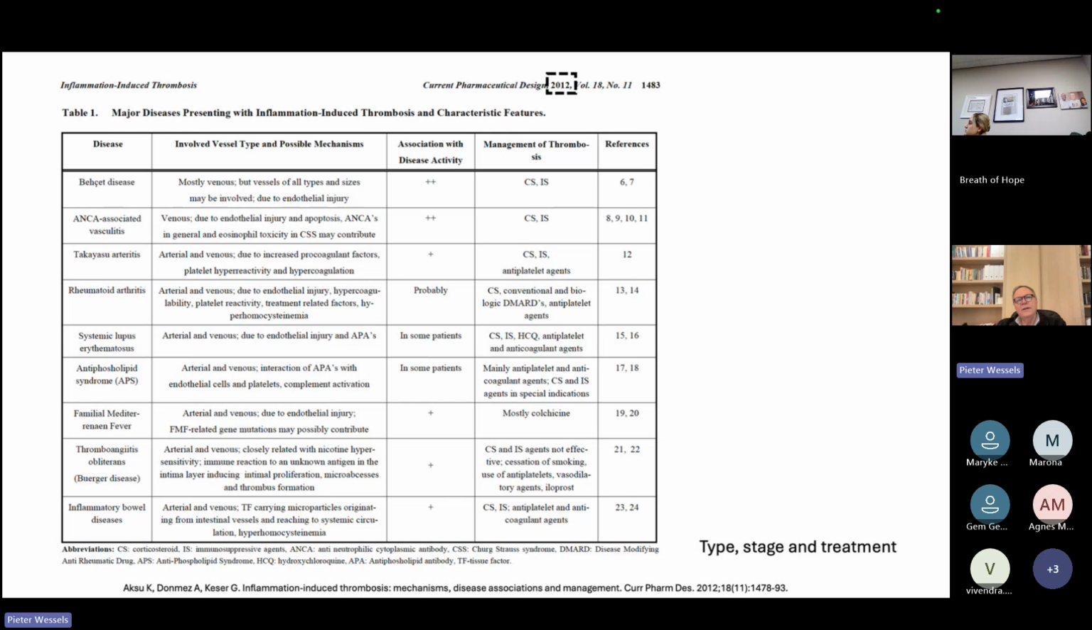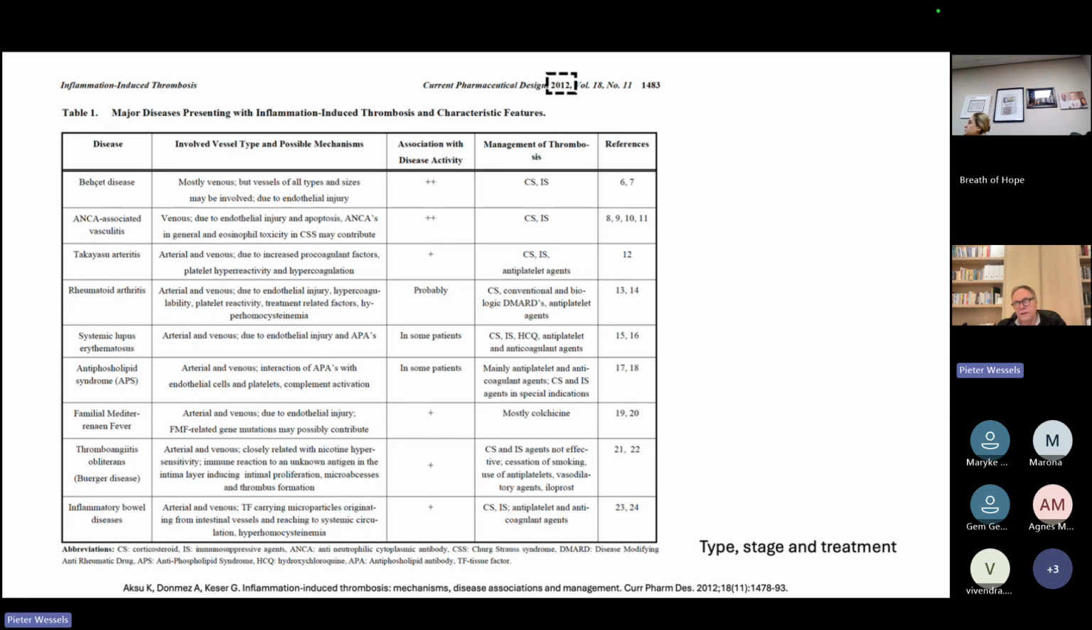Now, already in 2012, you can see here the major diseases presenting with inflammation-induced thrombosis. And here you can see the well-known culprits again, and you can see which vessels are involved and what is the possible mechanism. And what we really know about autoimmune disorders or rheumatic disorders and venous thrombosis, that it depends on the type of disorder. They're not all the same. There's a big difference. Rheumatoid arthritis has got the arterial disease. They do have venous disease as well, but much less.